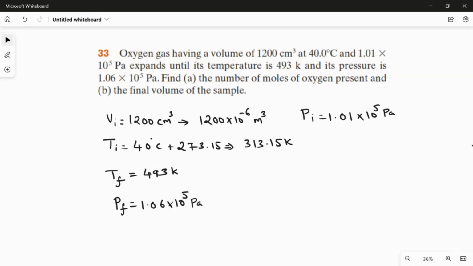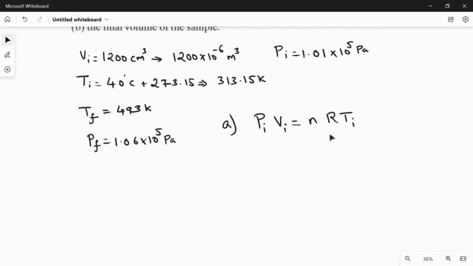By using this, first of all, we are going to find how many moles of oxygen are present here. For that, I have to use the ideal gas equation. As we know, the ideal gas equation is PV equal to nRT. I'm going to use this equation for the initial case. PiVi is equal to nRTi. I'm going to rearrange this equation in terms of n. If you rearrange, what you'll get? n is equal to PiVi over R multiplied by Ti.